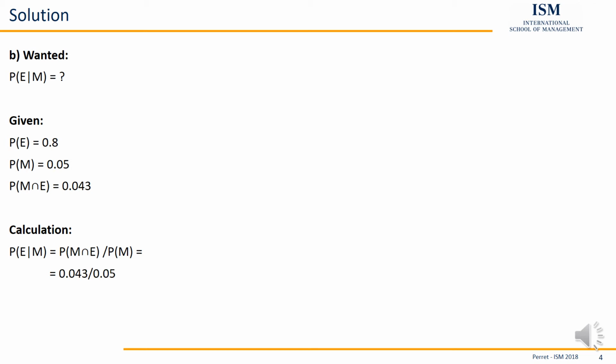Meaning here we have 0.043 divided by 0.05, giving us a chance of 86% that if the morning train is delayed, the evening train will be delayed as well. Okay, so far for the second part.